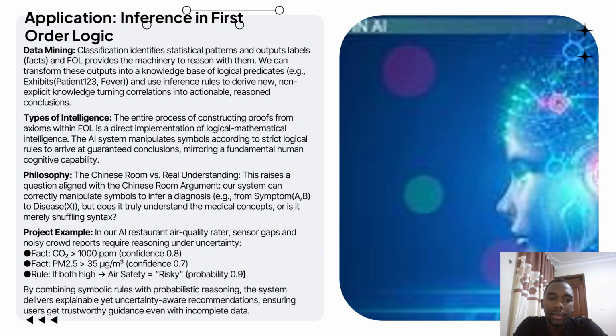Now, a project example. In our AI restaurant air quality project, sensors grapple with noisy crowds, and reports require reasoning under uncertainty. So fact 1: carbon dioxide being greater than 1000 ppm and PM 2.5 being greater than 35 micrograms per cubic meter. If both are high, then the air quality safety is risky. By combining symbols and progressive reasoning, the system derives explainable yet uncertain recommendations, ensuring users get trustworthy guidance even with incomplete data.